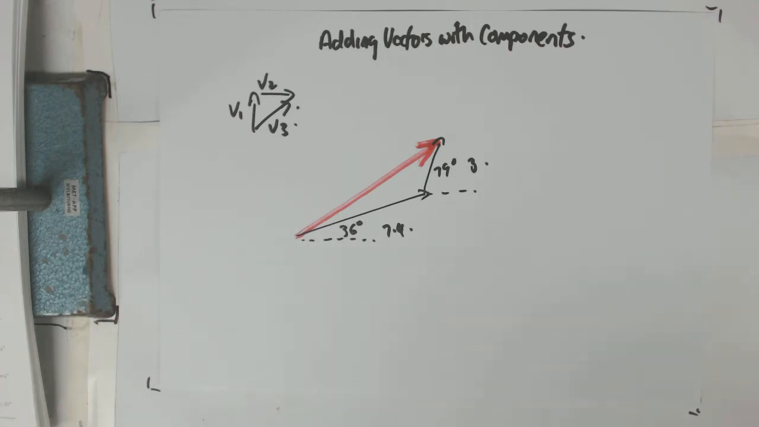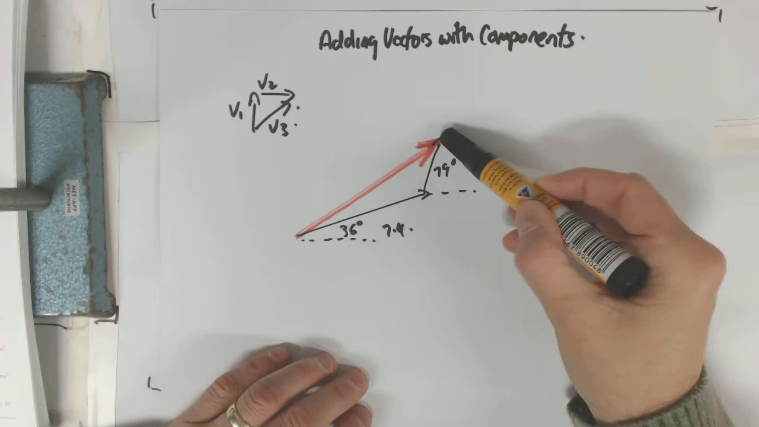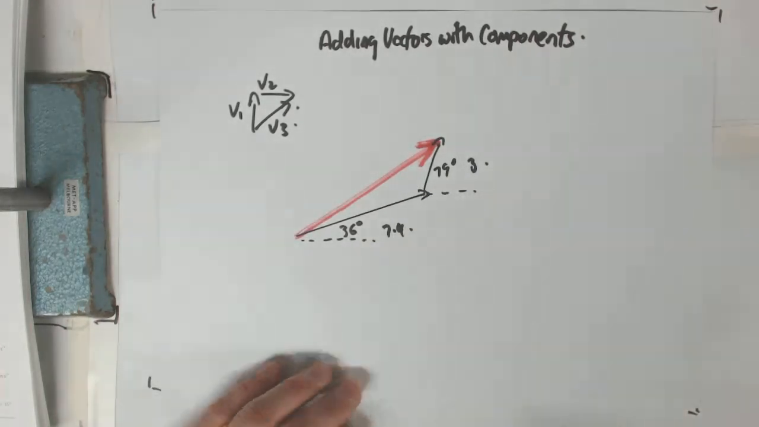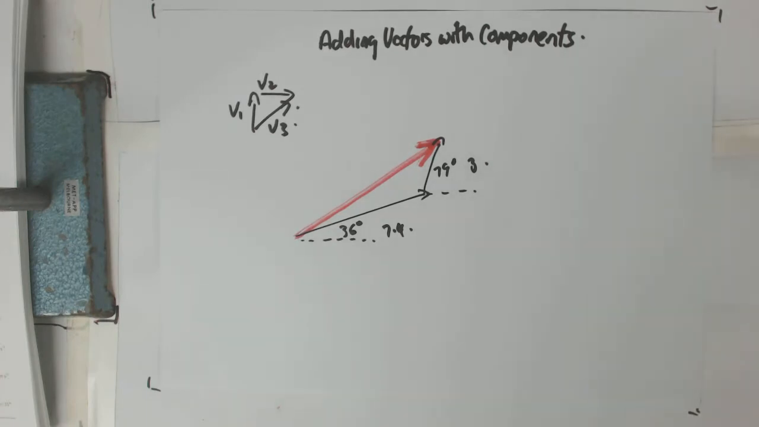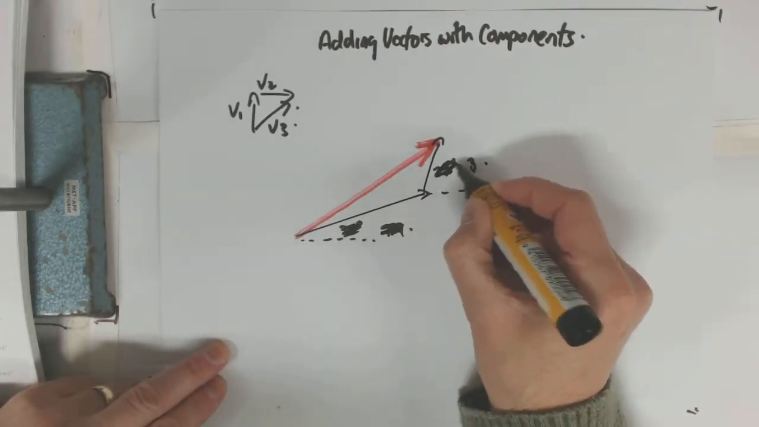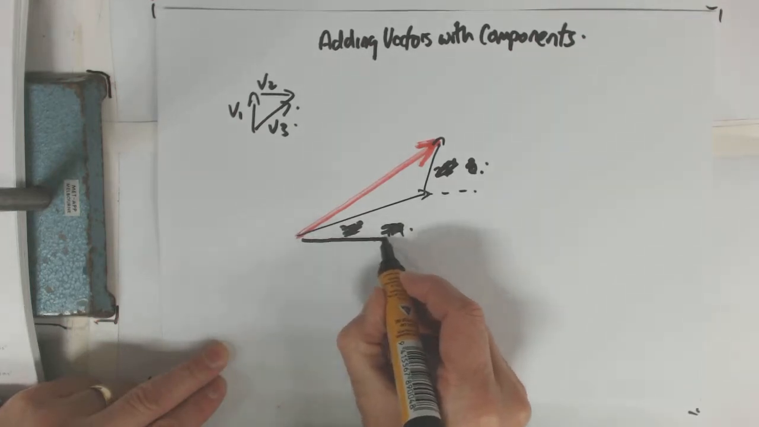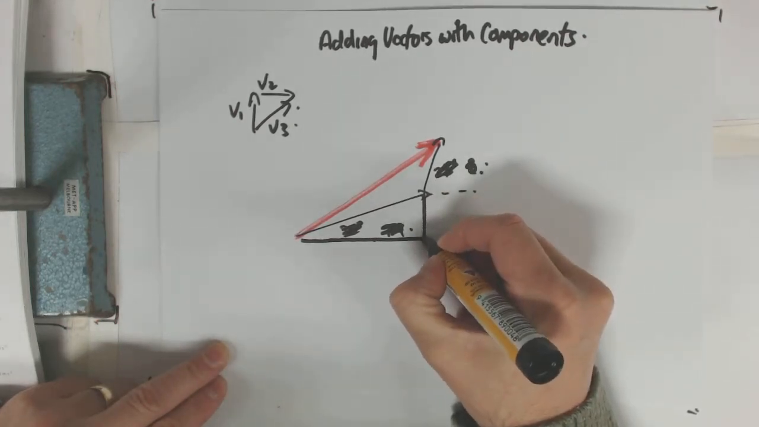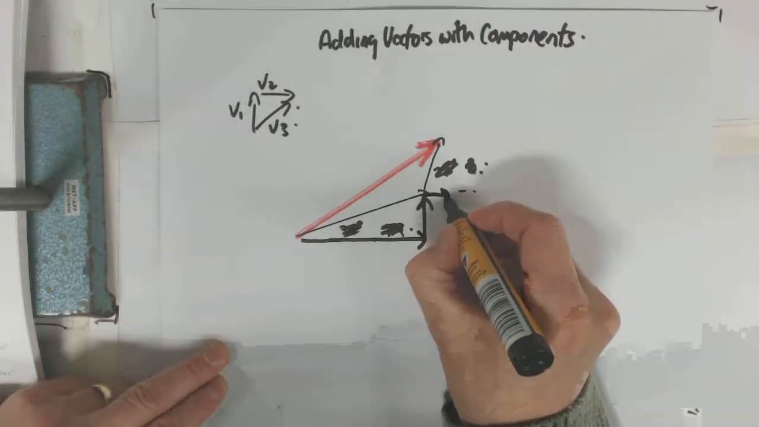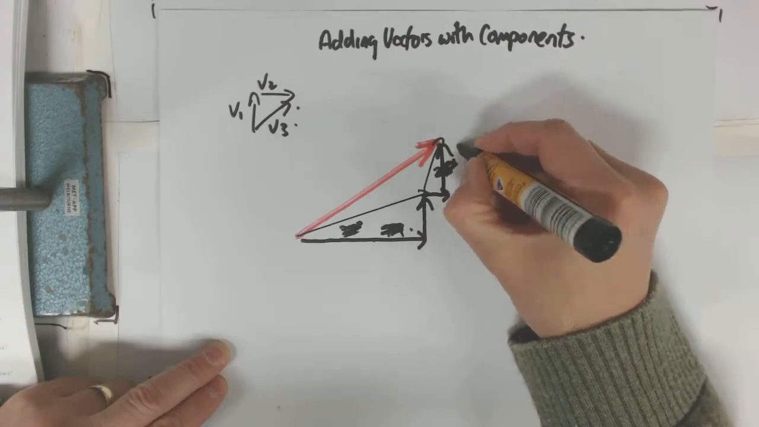Now the way you do these ones is you break them down into components. This red vector is equal to these two vectors. Now these two vectors both have horizontal components and vertical components. Taking this first vector, we'll just get rid of these numbers, we don't care about them right now. I can break it down into two components, a vertical and a horizontal. And if I take the second vector, I can do the same thing.